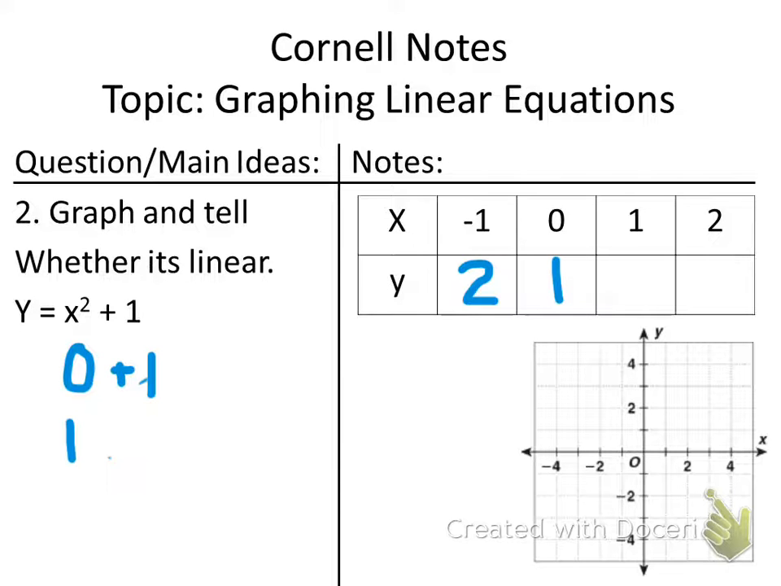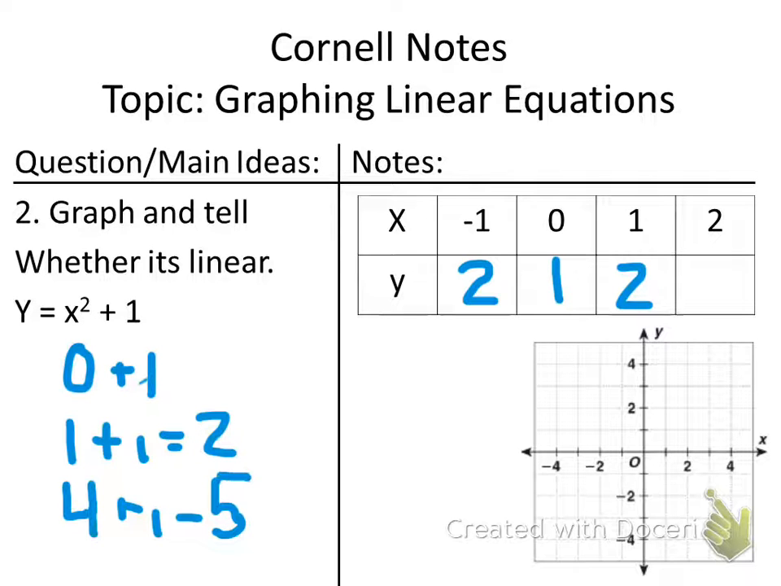My next input is 1. 1 times 1 is 1. 1 plus 1 is 2. So my output is 2. And my next input is 2 times 2. 2 times 2 is 4. 4 plus 1 is 5. So my output is 5. Okay, now next to graph. So I go negative 1, positive 2, 0, positive 1, 1, positive 2, 2, positive 5.